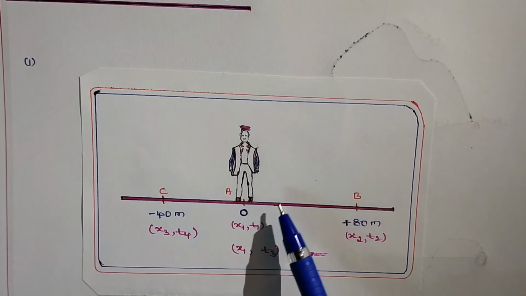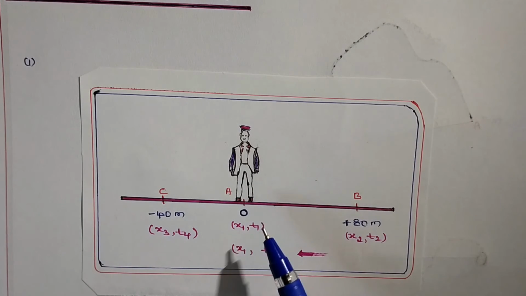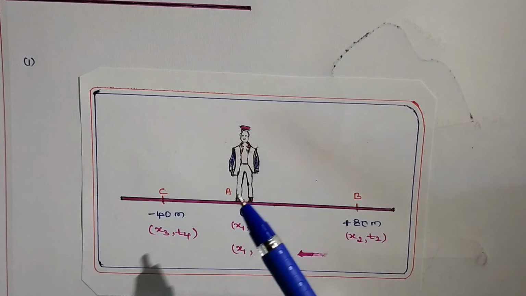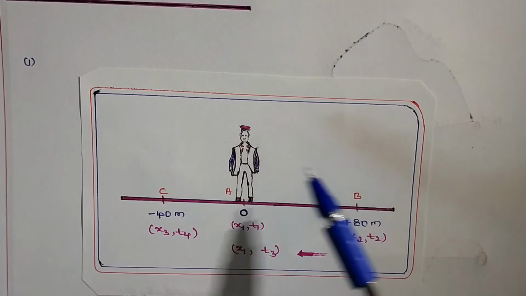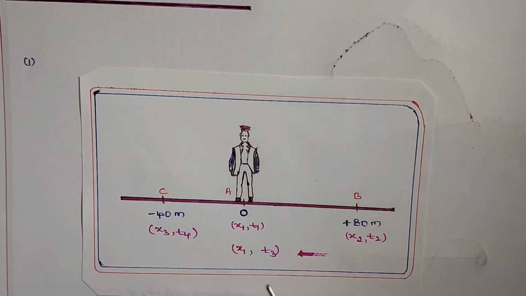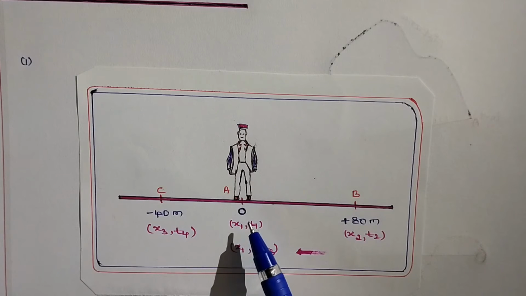During his course of motion, he traveled a distance of 200 meters. He started here and finally he reaches point C. In this course of motion, he traveled from A to C, and the total distance he traveled is 200 meters. This is the distance, not displacement. I will tell how to calculate it.